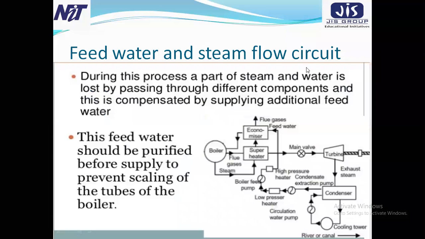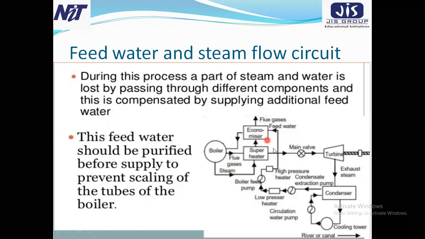So this is the feed water and steam flow circuit. During this process, a part of the steam and water is lost by passing through different components, and this is compensated by supplying additional feed water. And this feed water should be purified before supply to prevent scaling of the tubes of the boiler. So this part is the additional part.